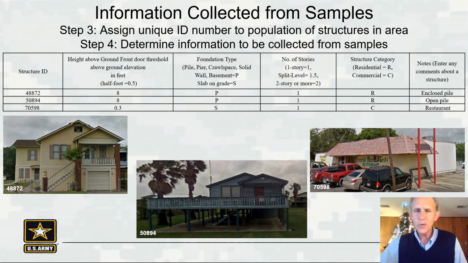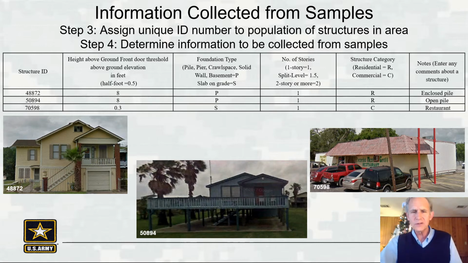And then we asked, what type of foundation type? And we just classified everything as either a slab or a pier foundation if it's built off the ground. And then the number of stories, since we didn't have great information on that, and we have different depth damage curves for 1 story and 2 stories, so we wanted to collect that information also. And then we categorized it. Was it a residential or non-residential structure? And then you could write some notes.